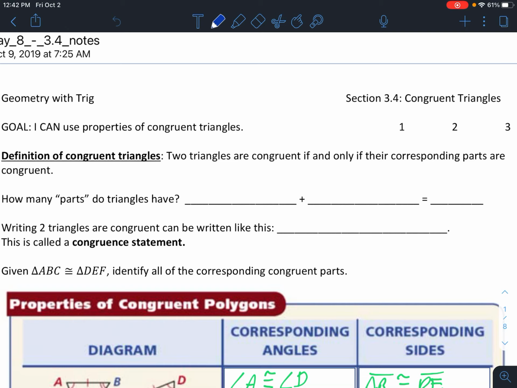So how many parts do triangles have? Well, they have 3 sides. We know that. But they also have 3 angles. So that equals 6 total parts.